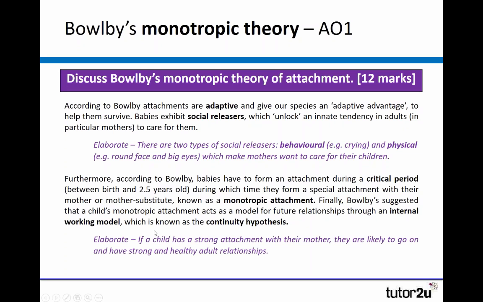We can then elaborate the bottom idea and say the idea of the internal working model is if you have a strong attachment with your mum, you're likely to have strong, healthy adult relationships. So if you've got the time, since it's going to be an essay, so 12 marks, this would be your outline for your AO1 section and would be enough to pick you up 4 marks, assuming that your evaluation is equally strong.